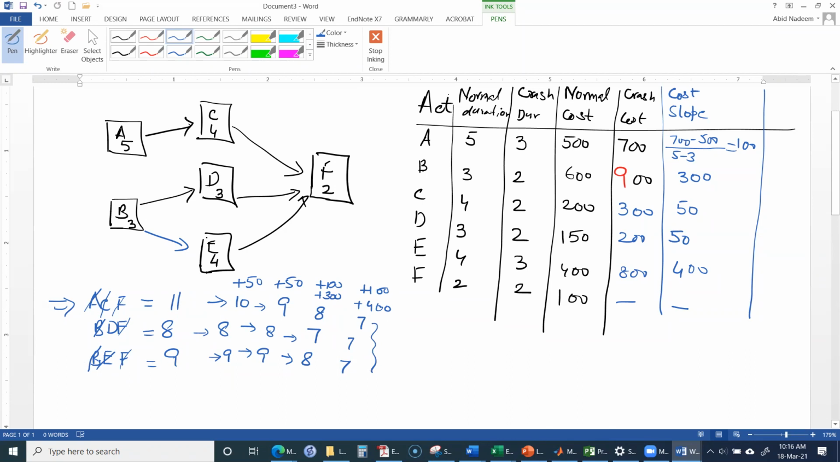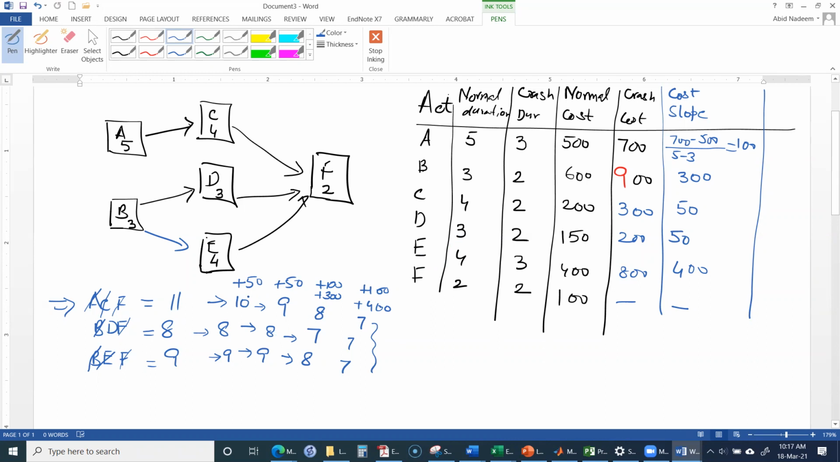We cannot reduce the duration of the project any further, because we have to follow these paths. BEF has been fully crashed, so there is no chance of reducing the duration of any activity over here. ACF has been fully crashed too. Only BDF has not been fully crashed, where some crash is available for activity D, but that is not useful for us. There is no point in reducing activity D over here.